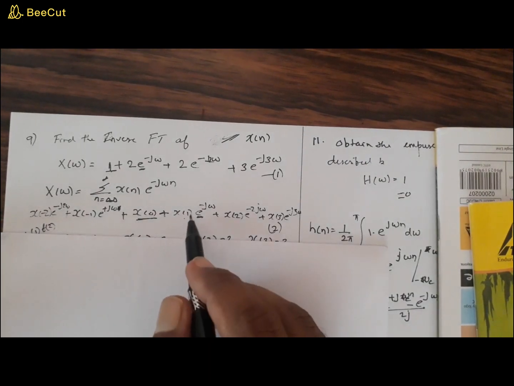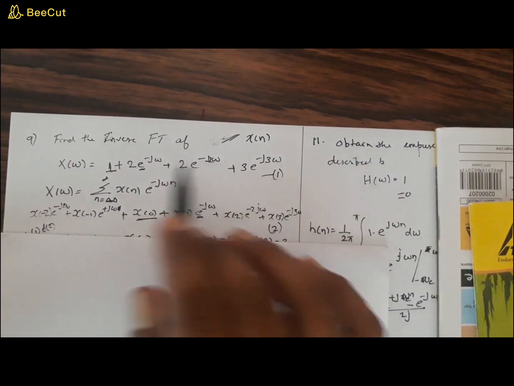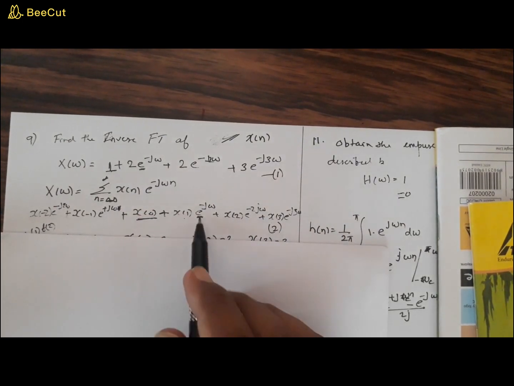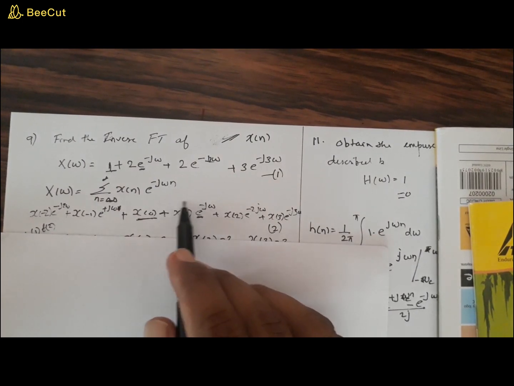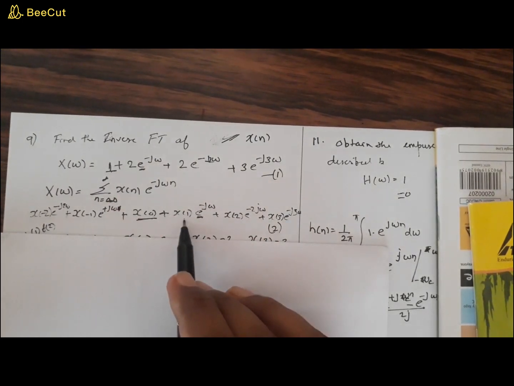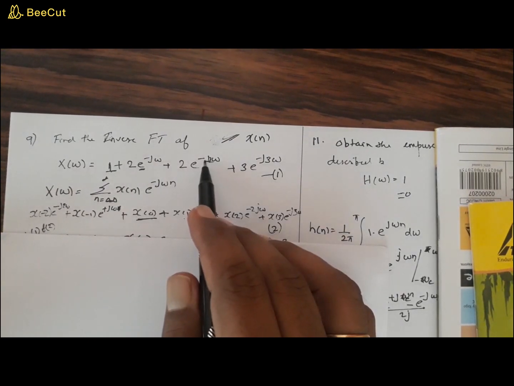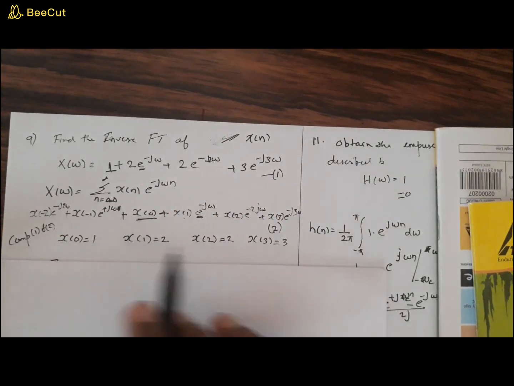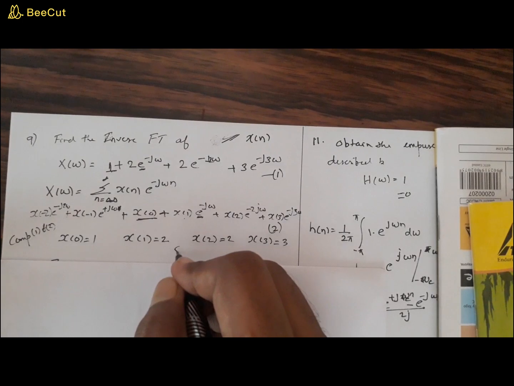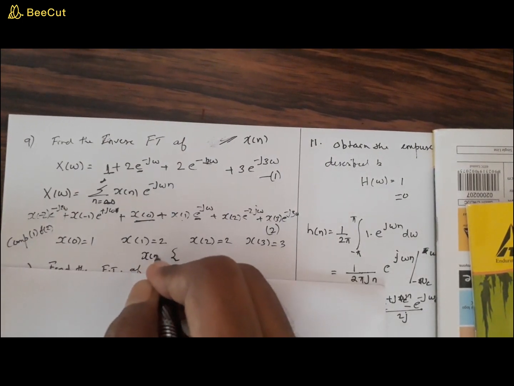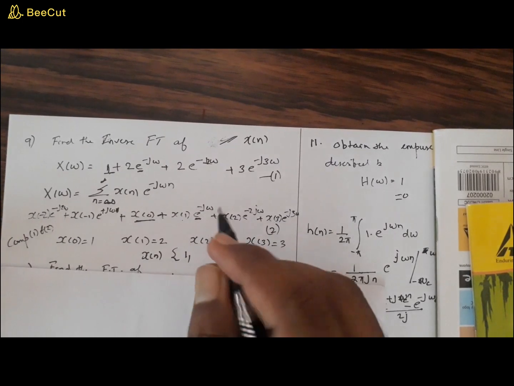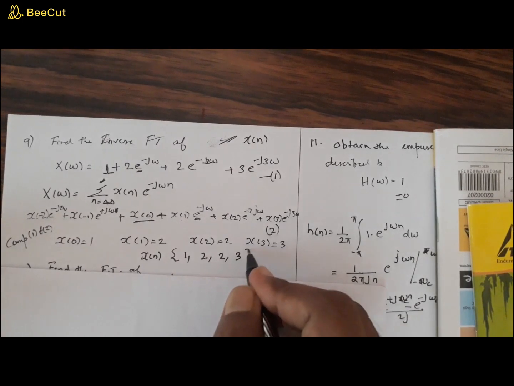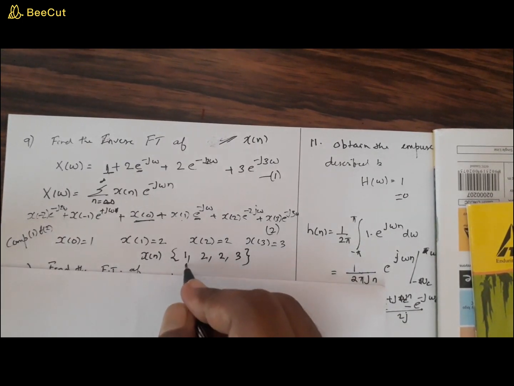Now similarly, when you look at this expression, all the terms have e raised to a minus part, which is on the right side. So you can compare. The e raised to minus j omega term, this 2, corresponds to x of 1. Since it is e raised to minus 2 j omega, x of 2 is equal to 2, and x of 3 is equal to 3. So what is your x of n? x of n will be 1, 2, 2, 3, right? This is the 0th sample.